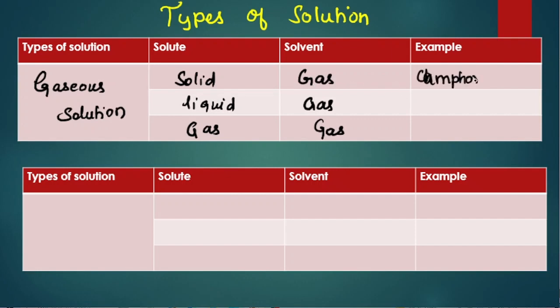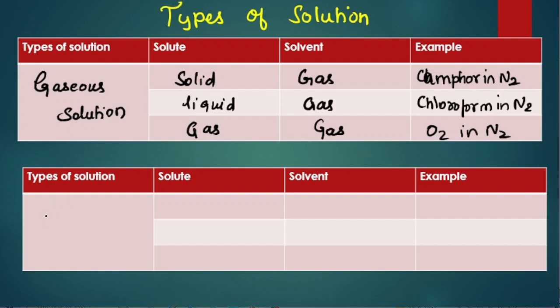For solid in gas, camphor in nitrogen. For liquid in gas, you can give chloroform in nitrogen. For gas in gas, an example is oxygen in nitrogen. So these examples are very important to remember. If they ask you to give an example of a gaseous solution, you have to give the example: solid in gas, camphor in nitrogen. Liquid in gas, chloroform in nitrogen. Gas in gas, oxygen in nitrogen. Like that you have to give the example.